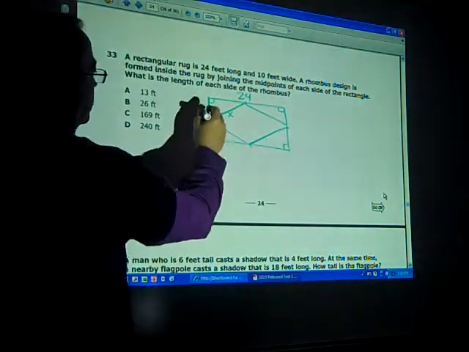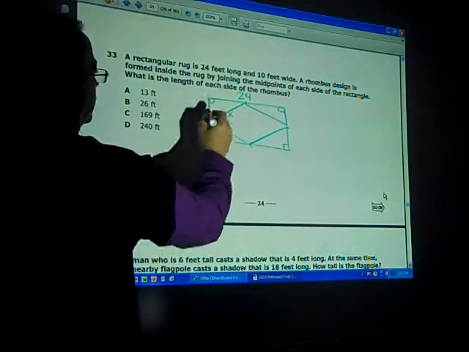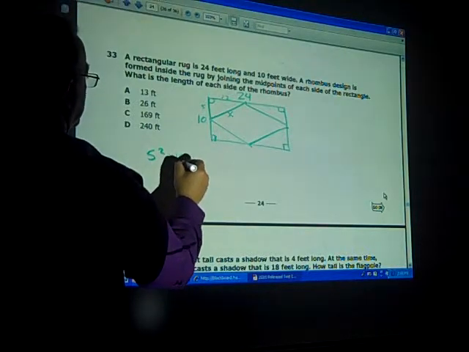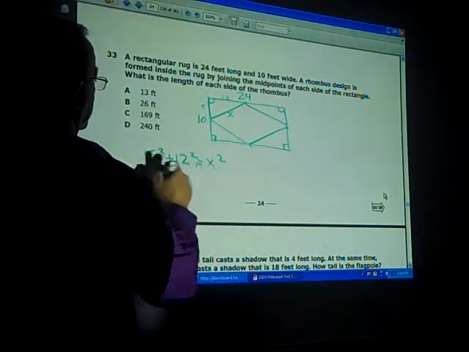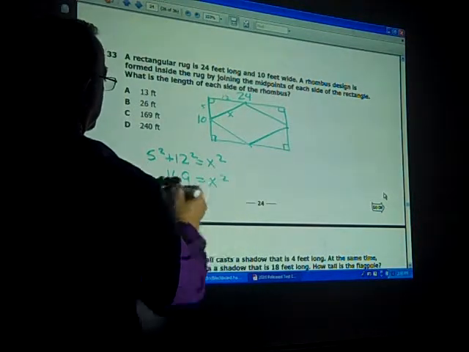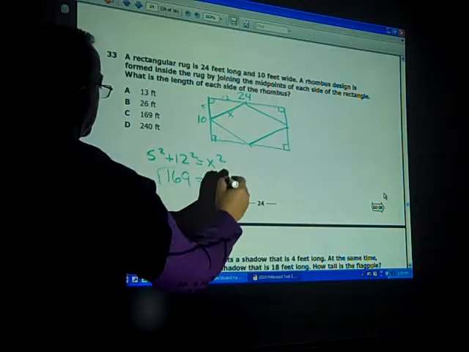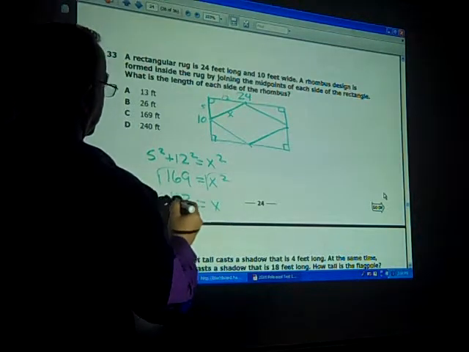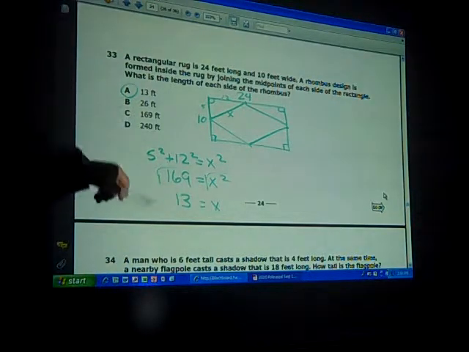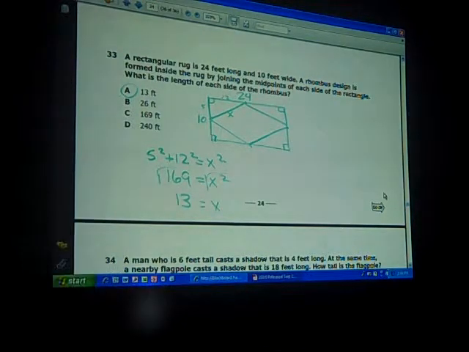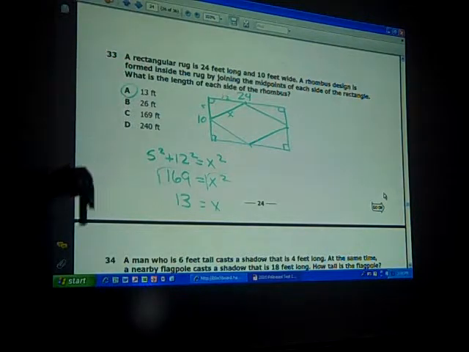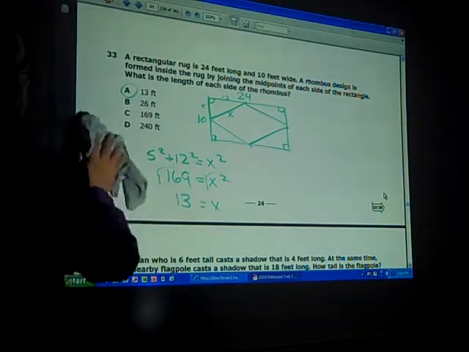If this is the midpoint, we know that this piece right here is 5. This piece right here is 12. So we're going to do 5 squared plus 12 squared equals x squared. 25 plus 144 is 169 equals x squared. Square root of 169 equals 13. Threw a couple of choices in there that might trip you up. Just remember to check and make sure that you answer the question that they asked.